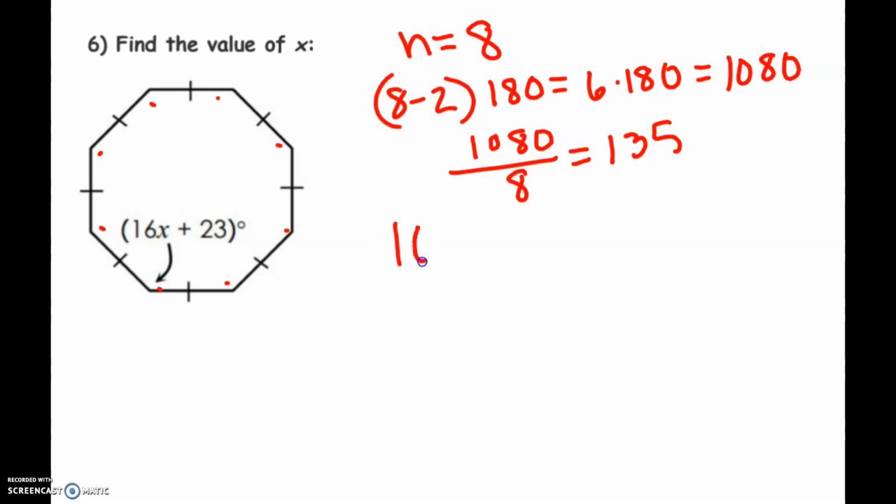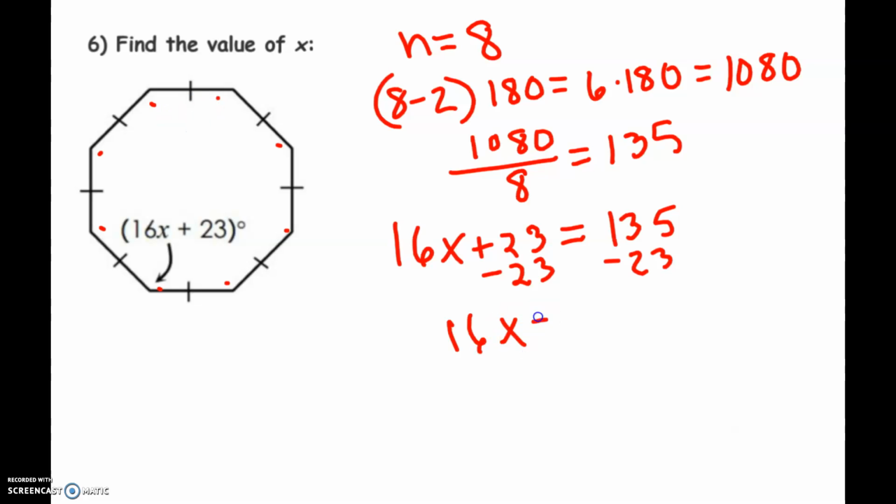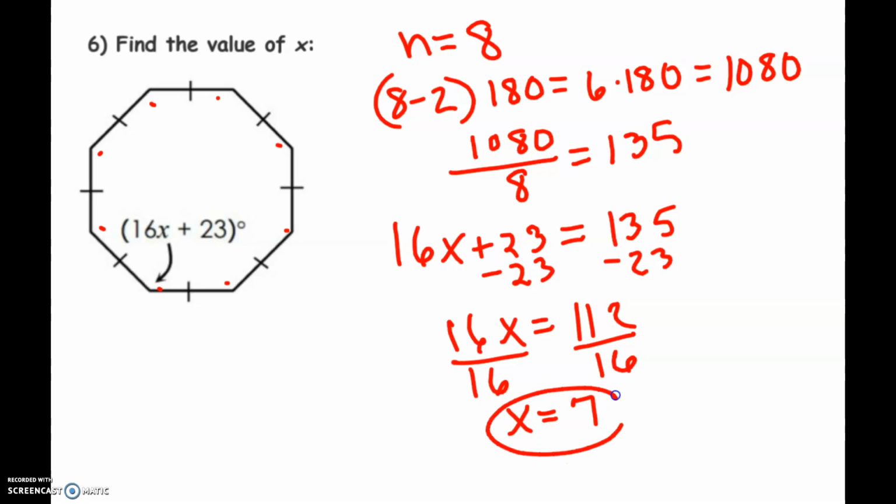So 16x plus 23 must equal 135. So we just subtract the 23, and 16x ends up equaling 112. And if I divide out the 16, we end up with x equals 7. So x is 7 in problem 6.